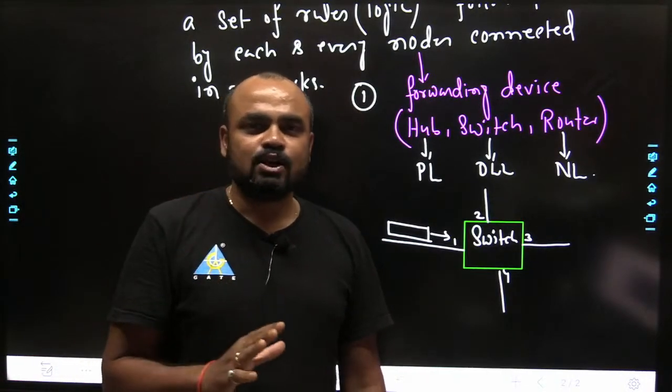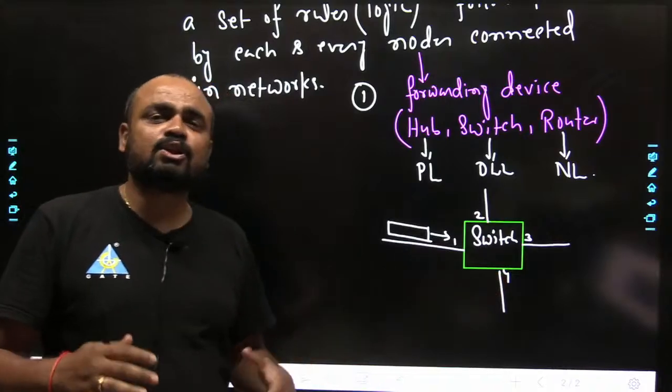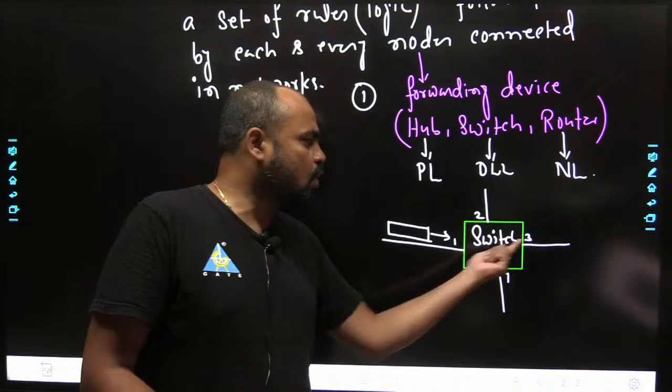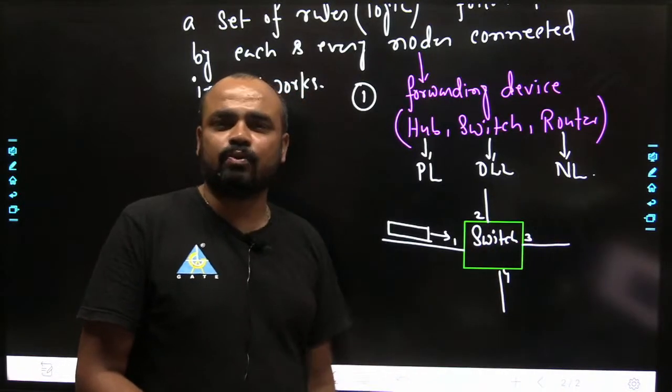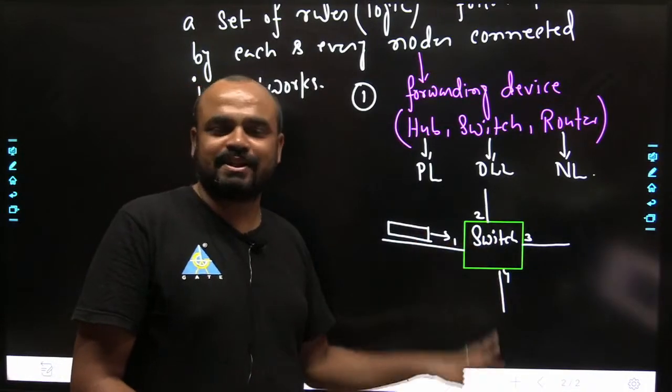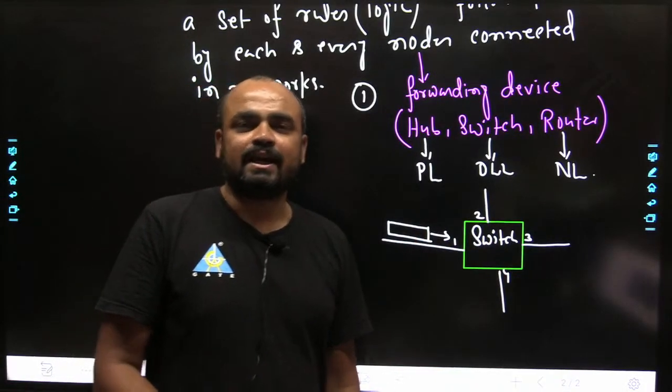Yes or no? So this particular device has two different provisions. Either it can forward the incoming packet through all outgoing links, or it can read the packet and take the decision. Yes or no?